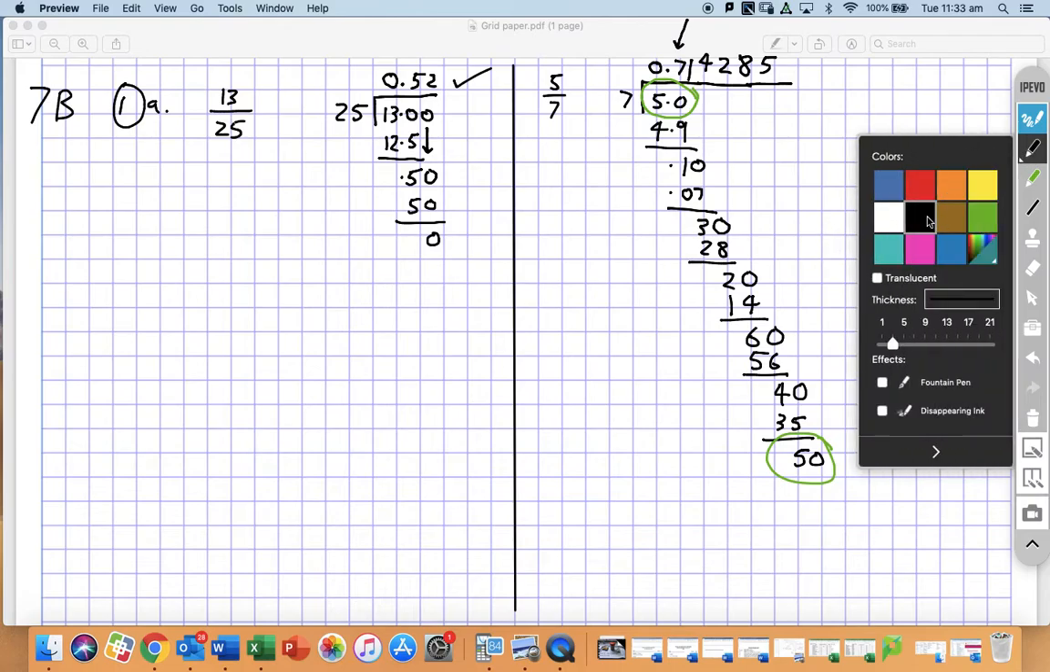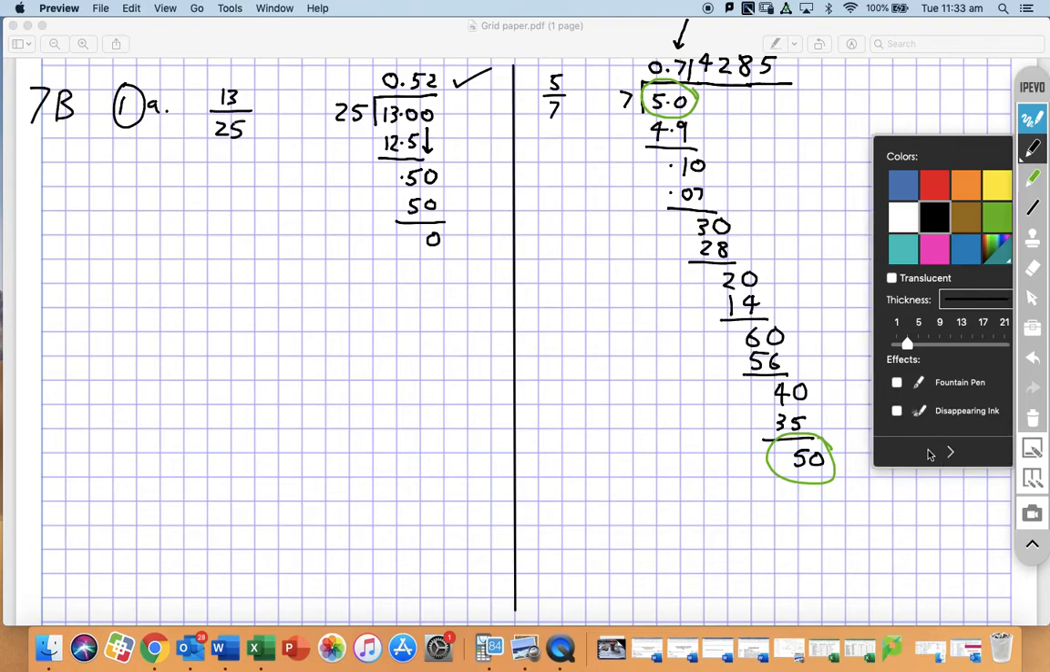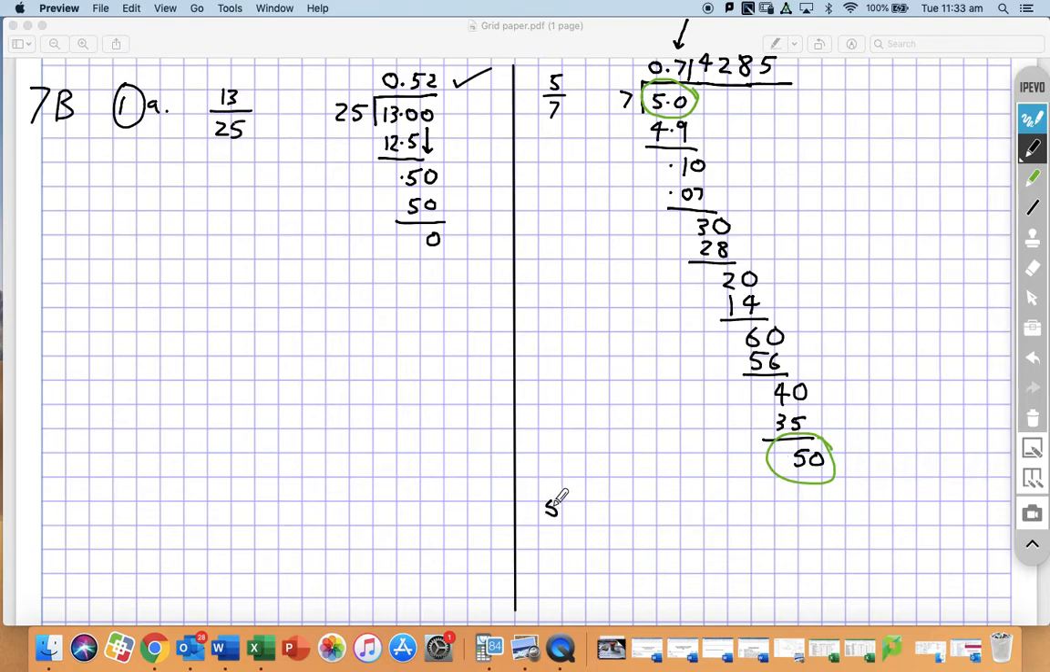repeating. So what I could write for this question is, 5 sevenths equals 0.714285 recurring. If you can remember that sequence of numbers, you can use it anytime you see sevenths, although the order of the numbers changes. Okay, let's look at the next question.